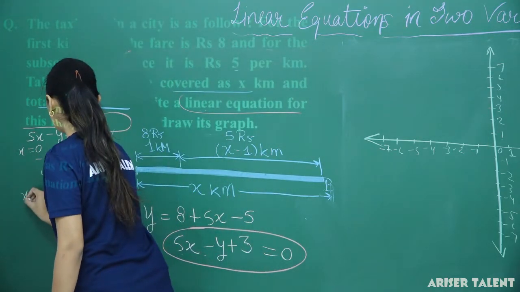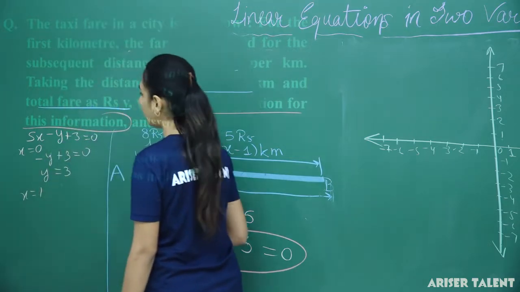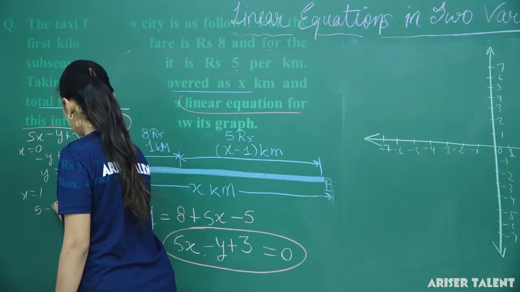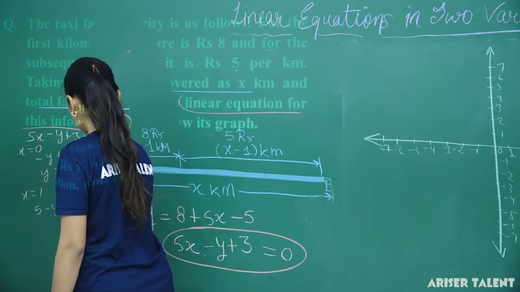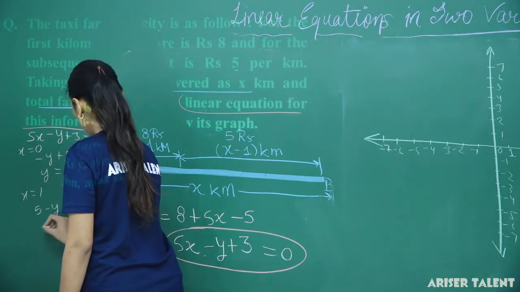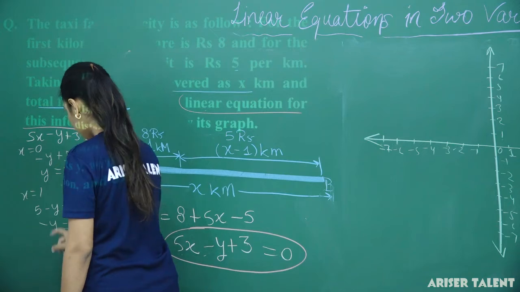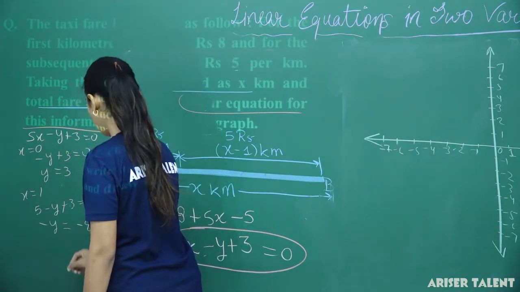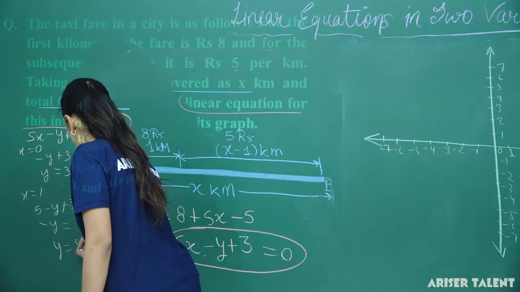Now at x equals to, let's suppose, 1. So at x equals to 1, 5 minus y plus 3 equals to 0. Okay, so minus y will be equals to minus 8. So that will be y equals to 8.